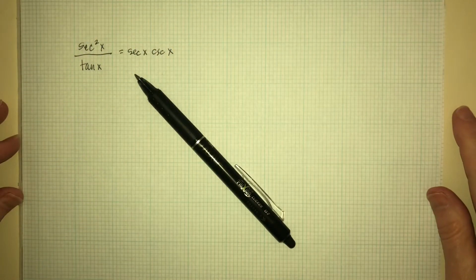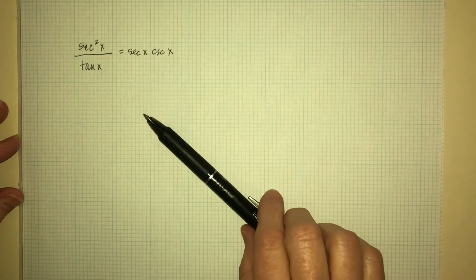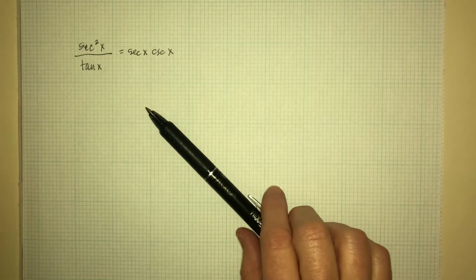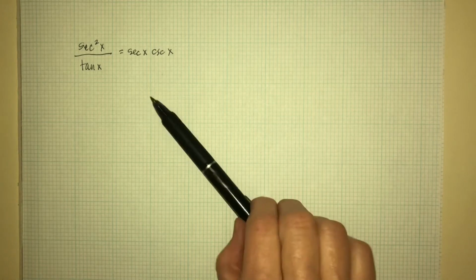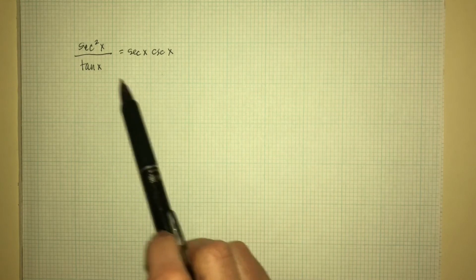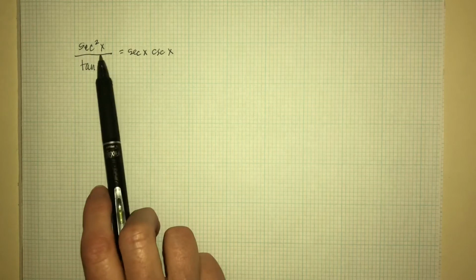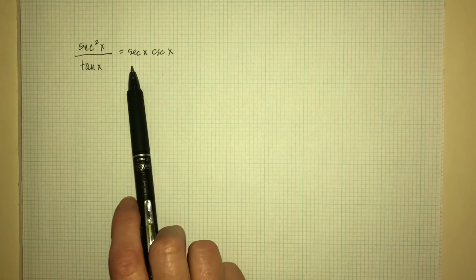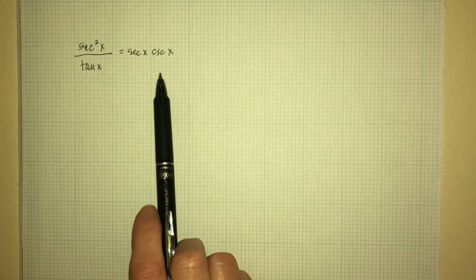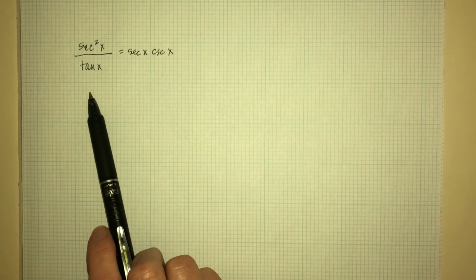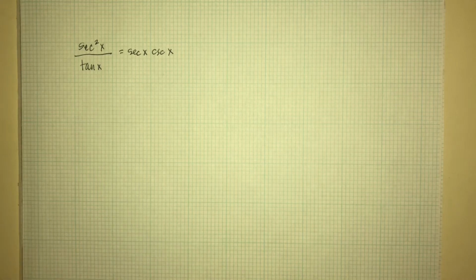Hey everyone, in this video I'll show you how to verify a trigonometric identity, and I'll talk about a couple important things to keep in mind. One is that you'll only work one side of the identity, and you want to pick the more complex side and work on it till it looks like the simpler side. The other guideline is change everything to sines and cosines and then start simplifying from there.